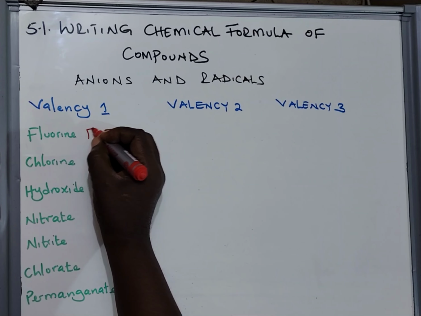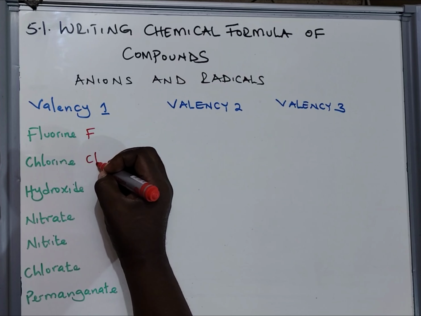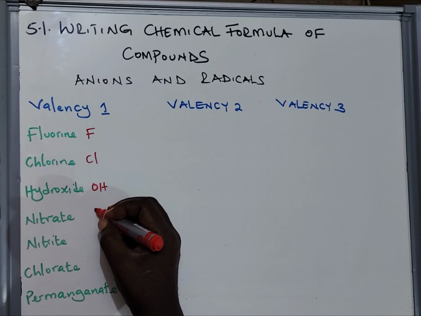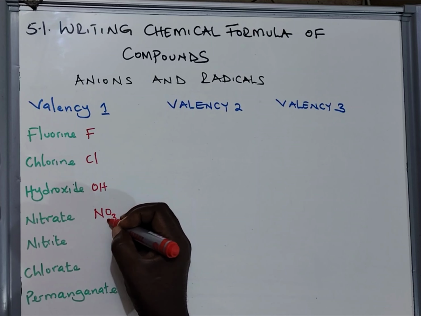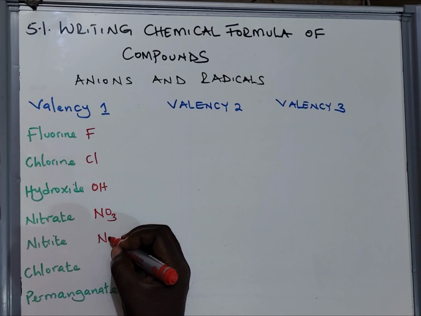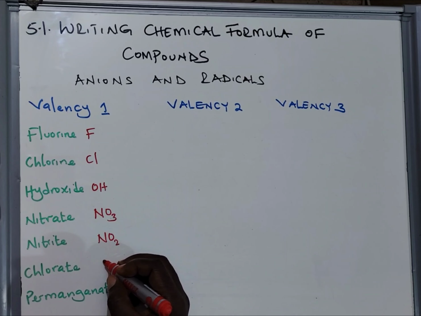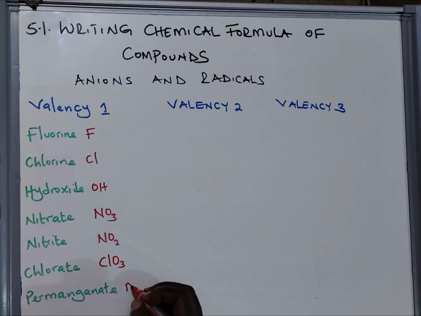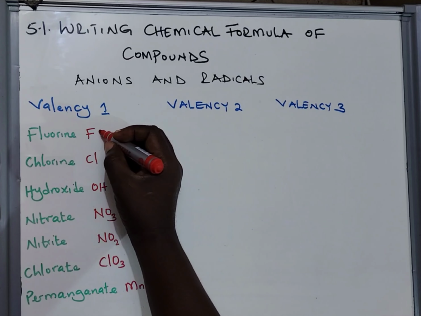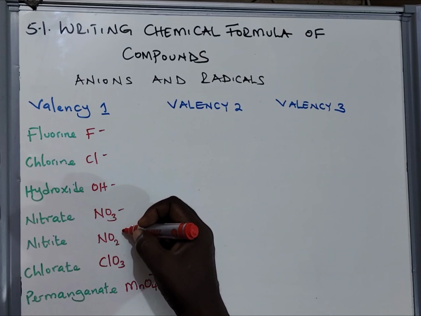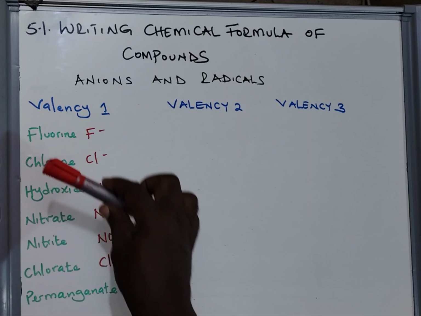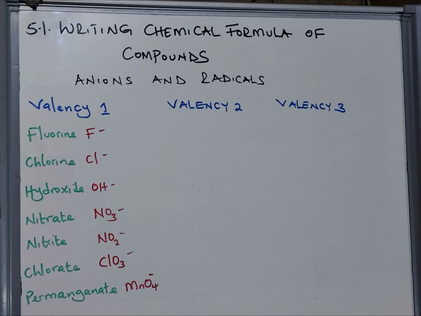We know that fluorine is F, chlorine is Cl, hydroxide is OH, nitrate is NO3, nitrite is NO2, chlorate is ClO3. Permanganate is MnO4 minus. Now I want you to know that all these ones are -1 because they have valence 1 and they will form the negative part of the compound.